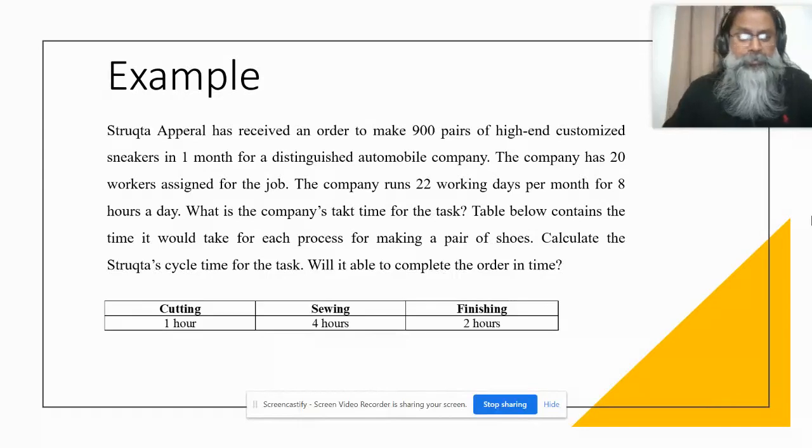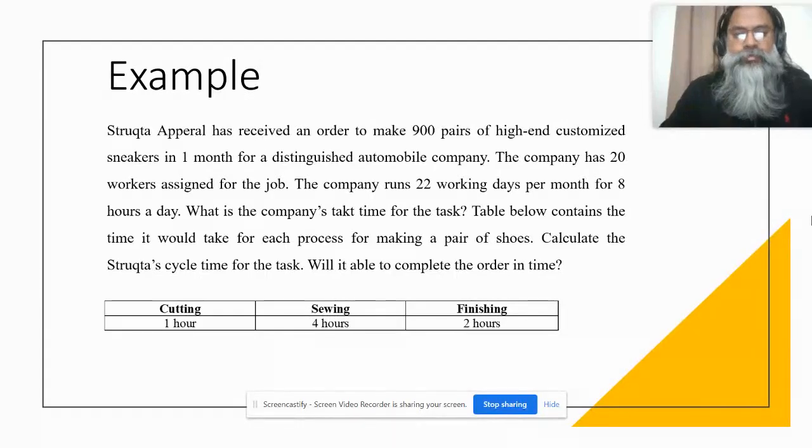Okay, now let's see an example to calculate takt time and cycle time. This is a problem of a company called Structure Apparel, and it has received an order to make 900 pairs of high-end customized sneakers in 1 month for a distinguished automobile company. The company has 20 workers assigned for this job. The company runs 22 working days per month for 8 hours a day. What is the company's takt time for the task?